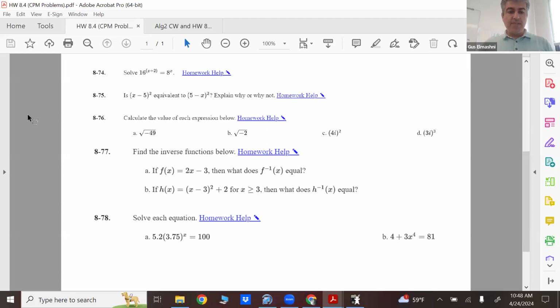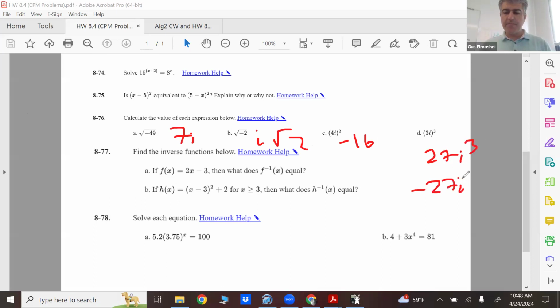For 76, that's going to be 7i, i root 2, negative 16 because you have 16i squared. And that'll be 27i cubed, which would be negative 27i, because i squared is negative 1, right?